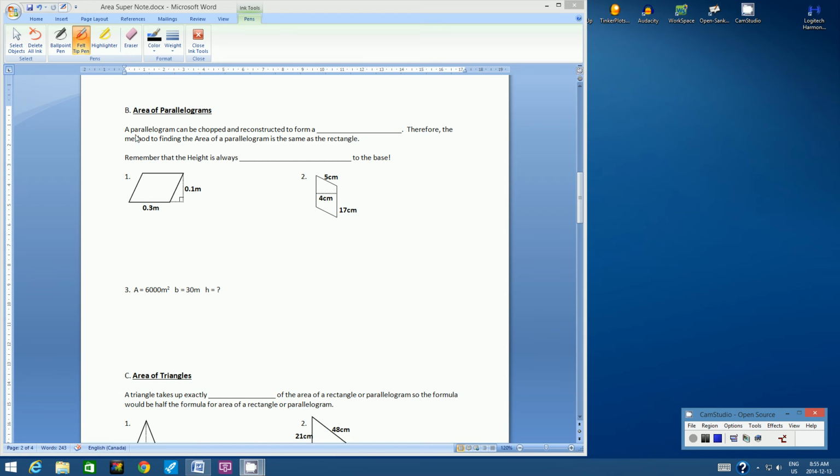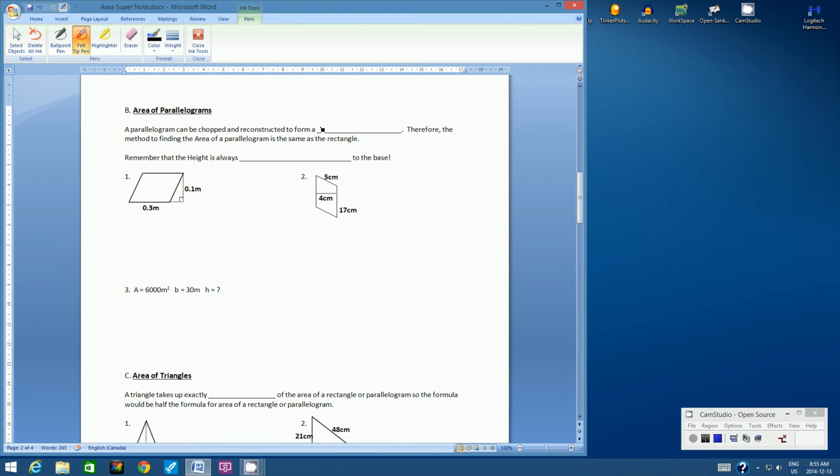Let's start with this introduction. A parallelogram can be chopped and reconstructed to form a rectangle. Therefore, the method to finding the area of a parallelogram is the same as the rectangle. Now we just finished solving a number of questions regarding the area of a rectangle, so this shouldn't be very difficult. Remember that the height is always perpendicular.